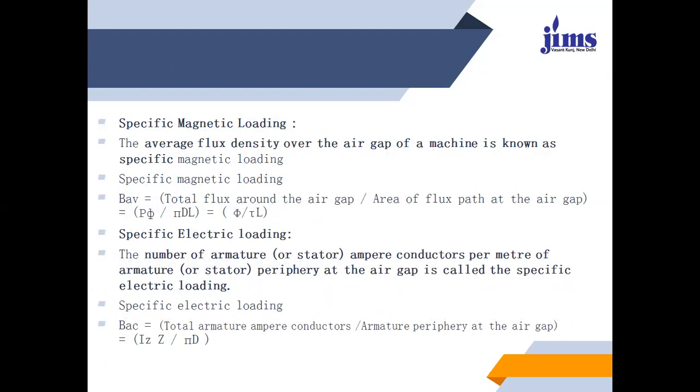Specific electric loading: the number of armature or stator ampere conductors per meter of armature or stator periphery at the air gap is called the specific electric loading. The formula for the specific electric loading is the total armature ampere conductors upon the armature periphery at the air gap, or in equation form, Iz into Z upon pi D.